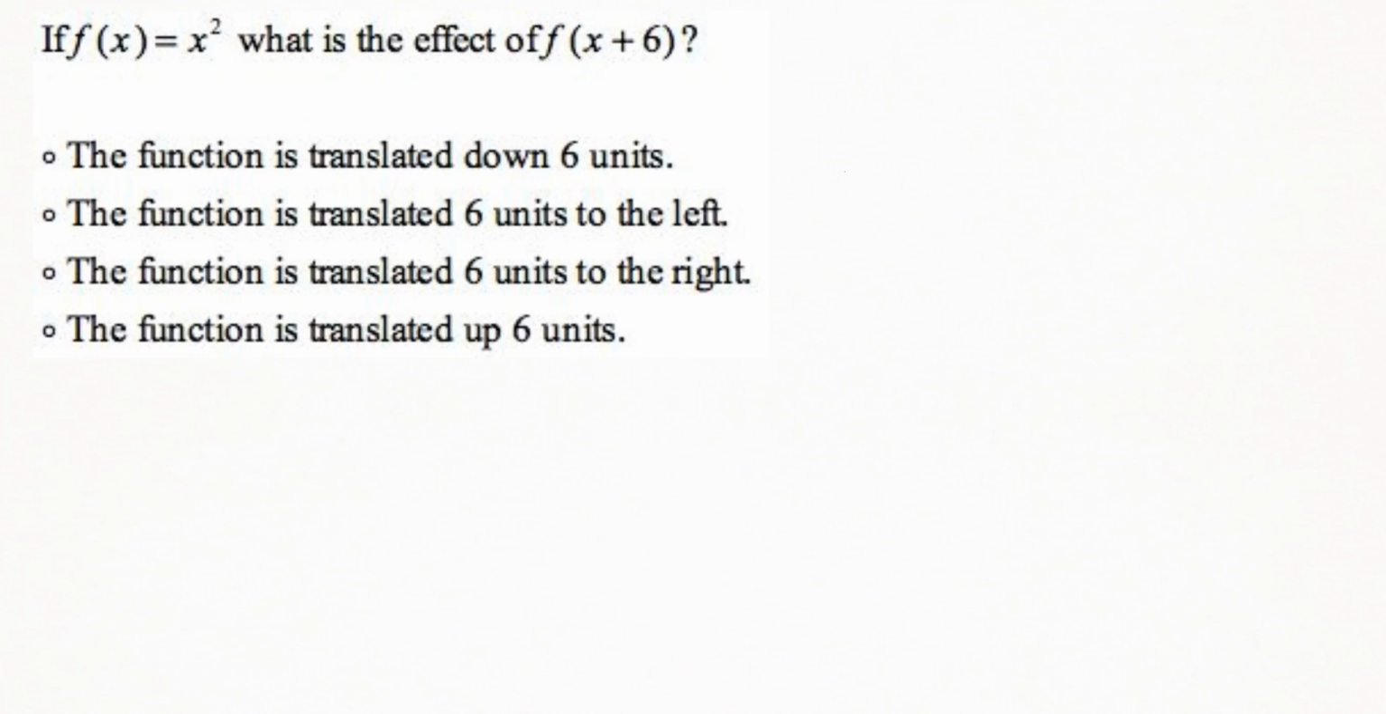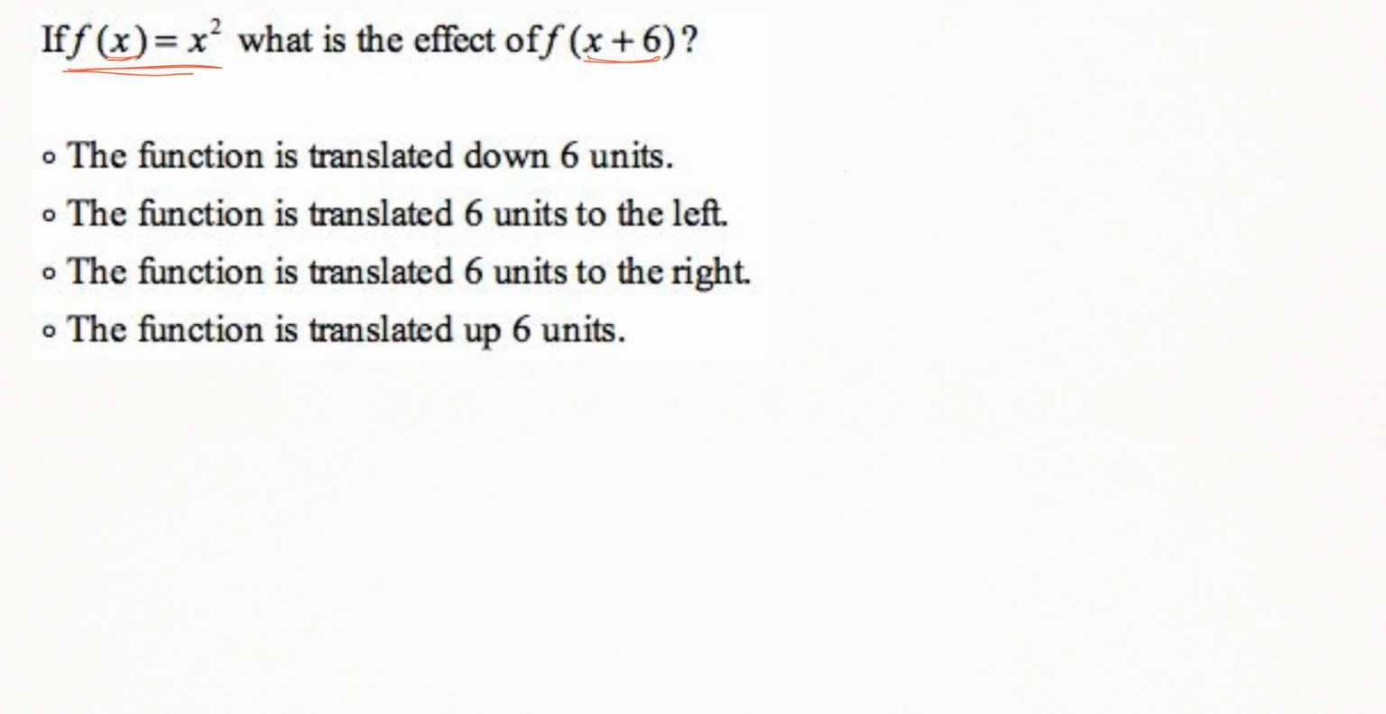Here what they're doing is they're giving us a standard equation of f of x equals x squared. And then they're making an adjustment to that equation. In this case, instead of an x on the inside there, they're saying x plus 6. And what they want us to do is understand how this would end up translating the final graph.